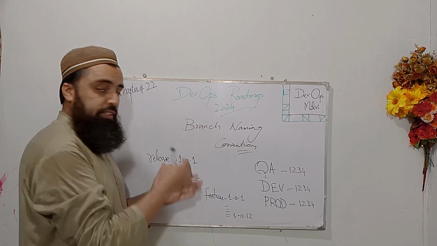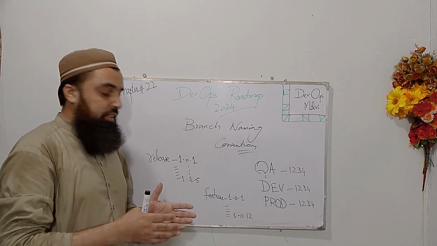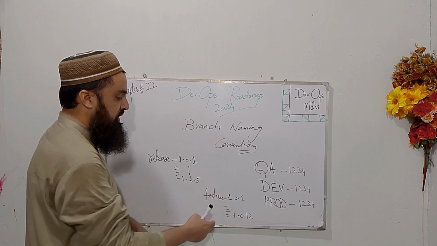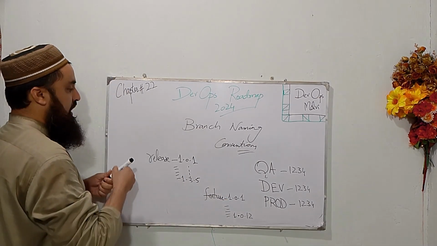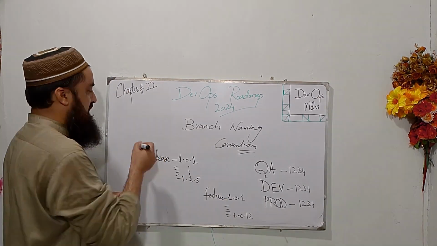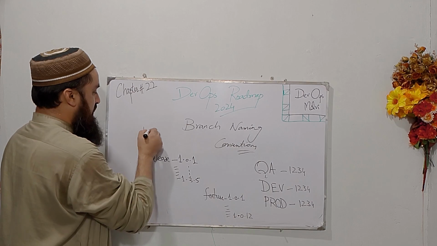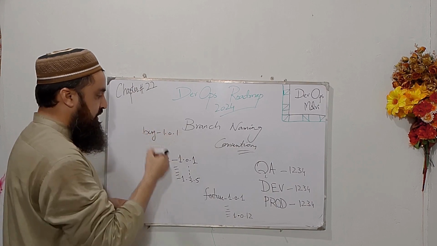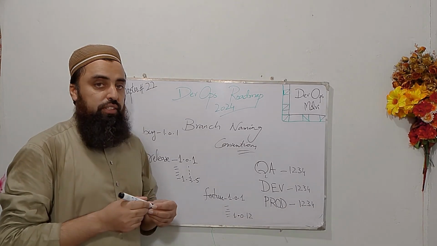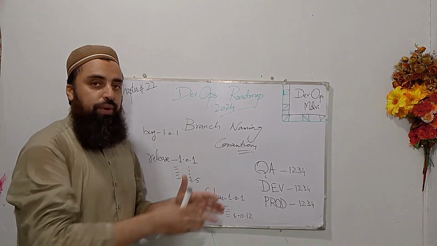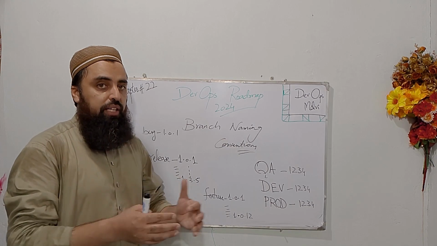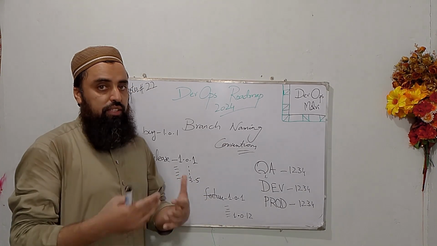And there should be a separate branching for features. This is for releases, this is for features, and similarly we can create branches for hot fixing bugs, like bug 1.0.1, and that's how we can create branches. So normally this is the practice to create branches, and developers create a branch and then they start working.